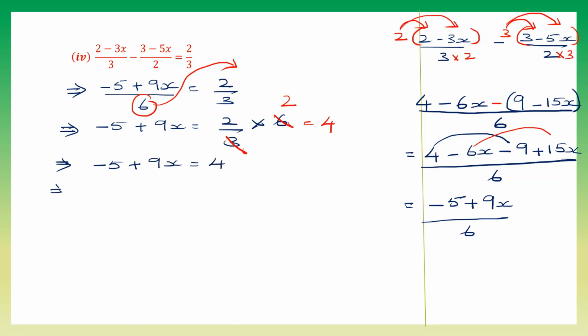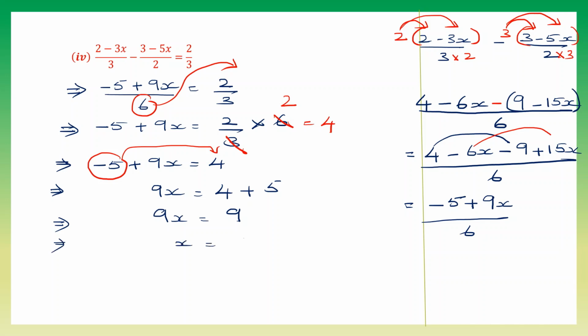Now let's find the value of 9x first. So 9x will be 4 plus 5, because we have transposed minus 5 to the right hand side. It has become plus 5. So 9x is equal to 4 plus 5, which is 9. Therefore, x will be 9 divided by 9, which is 1. So we have found the value of x. x is equal to 1. So in this question here, we have found the value of x, and x is equal to 1.